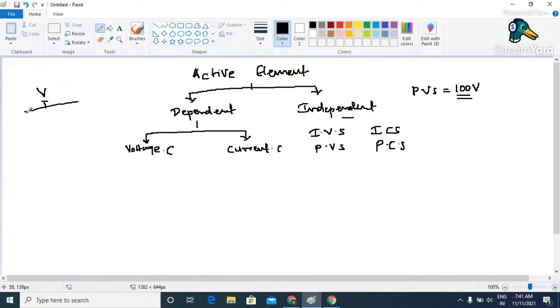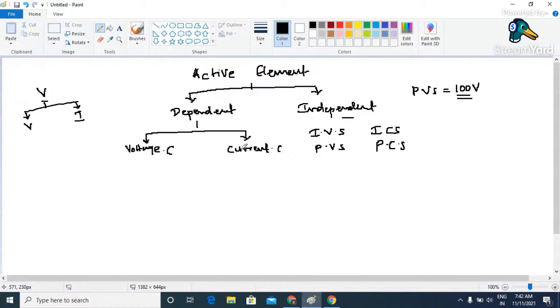may possibly depend upon the voltage across some element available in that particular circuit. In the same way, it may be possible that the value of this voltage source depends upon the value of current flowing through some element in the same circuit. So depending upon that, these dependent active elements are further classified into two main categories.